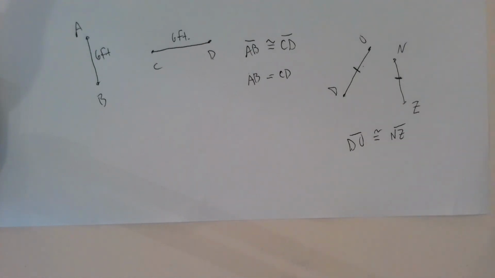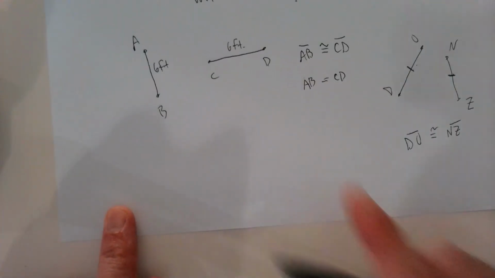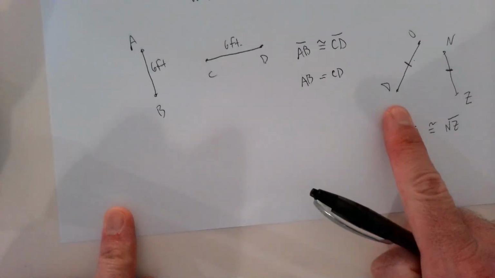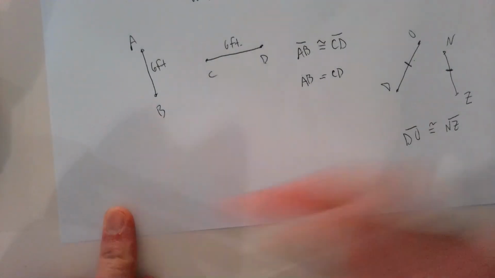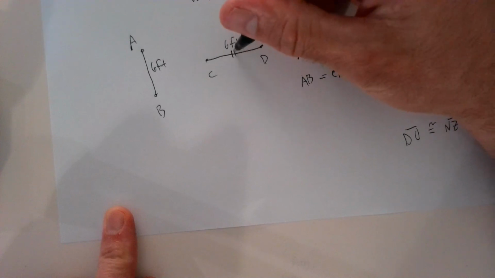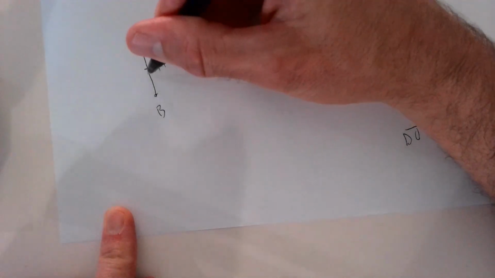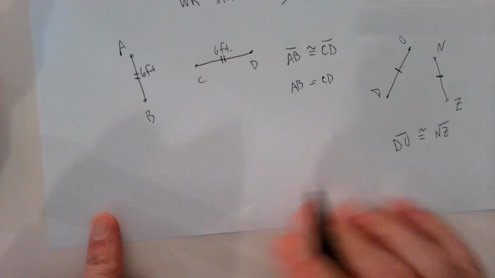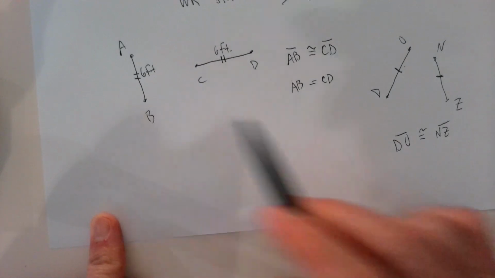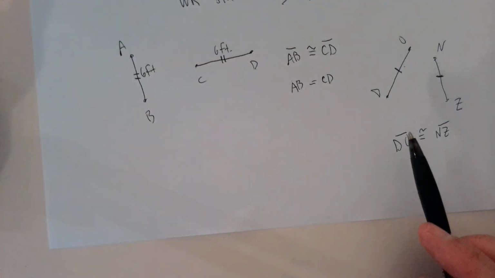Also, they might have a different number of tick marks for different sets of segments. For example, over here, CD is not congruent to DO, but I know it is congruent to AB. So they might put 2 tick marks on CD and 2 on AB. So a different number of tick marks would tell you a different set of congruence.